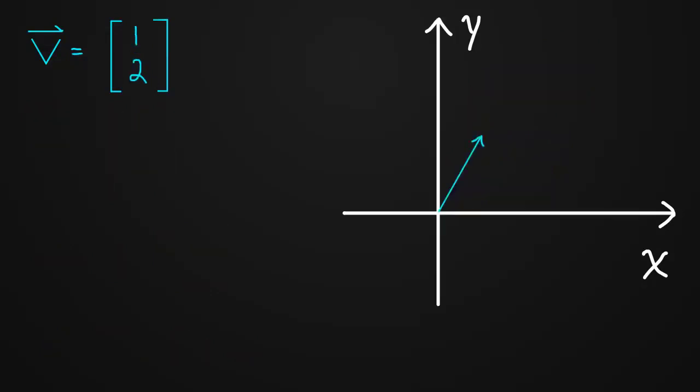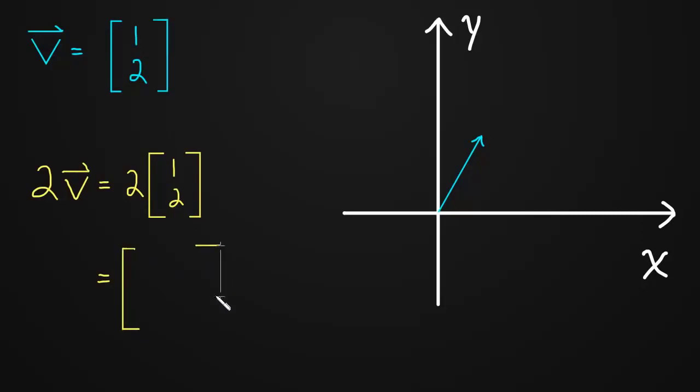Can we multiply vectors by numbers? And the answer is yes. So let's just see an example of that. If we want to multiply v by 2, so 2v, component-wise, this is just 2 times this vector, where we take that 2 and multiply each component by it. So this is 2 times 1 and then 2 times 2, which of course simplifies to the vector 2, 4.